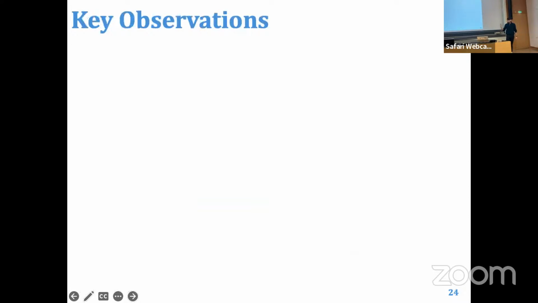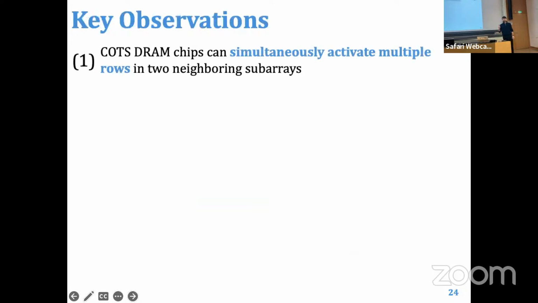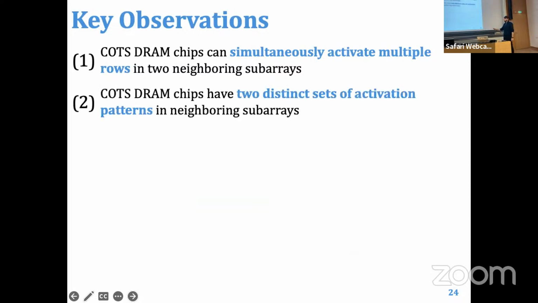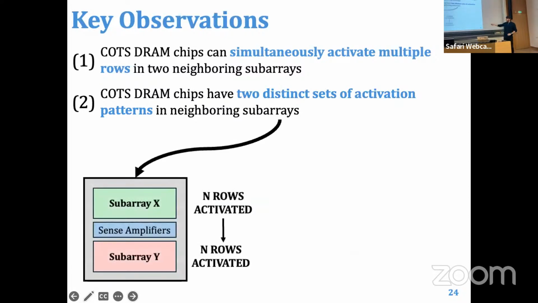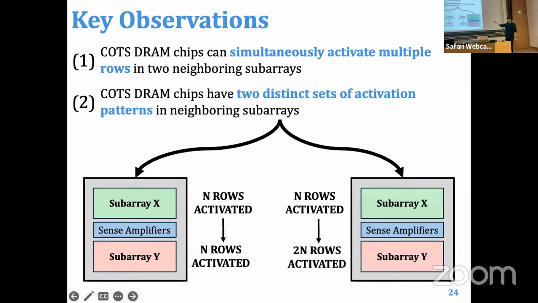And they had some observations. The first observation is we can simultaneously activate multiple rows from 2 neighboring subarrays that are close by. The second observation was that these activations had a specific pattern. This means that when n rows were activated from the first subarray, exactly n rows were activated from the Y subarray. So we had the 1-to-1 ratio. This was the first activation pattern, it was very distinct. And the second one was when n rows were activated in subarray X, twice as many rows were activated in subarray Y. That means we have a 1-to-2 ratio.